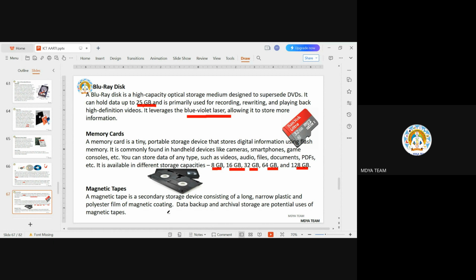Olden days, yes, madam. Cassettes you are saying, ma'am? Yes, olden days cassettes you are asking. Yes, small cassettes, used in the audio players.